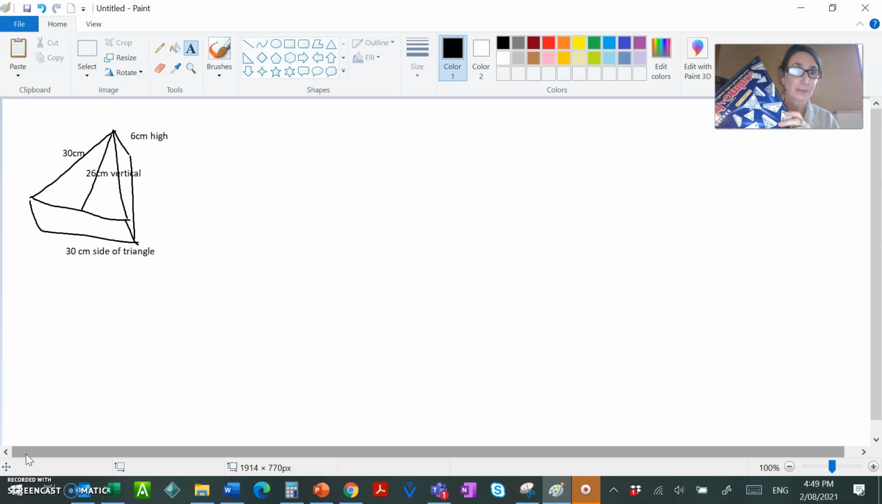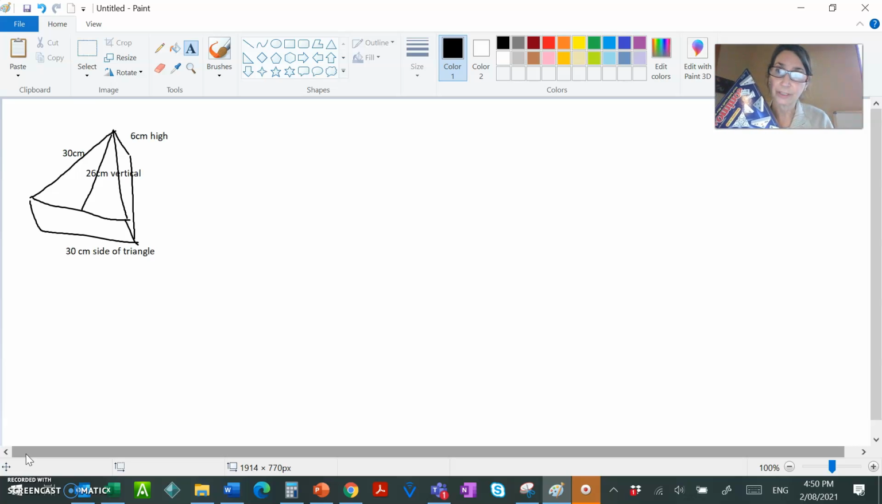I've made some measurements and it turns out that this is an equilateral triangle. So this is 30 centimeters. It's 30 centimeters along the bottom, it's 30 centimeters up the third side. And the height of the box is 6 centimeters. And there's one other dimension which I've measured, which is the vertical height, or the height of the triangle, which is from the tip straight down there, and that was 26 centimeters.